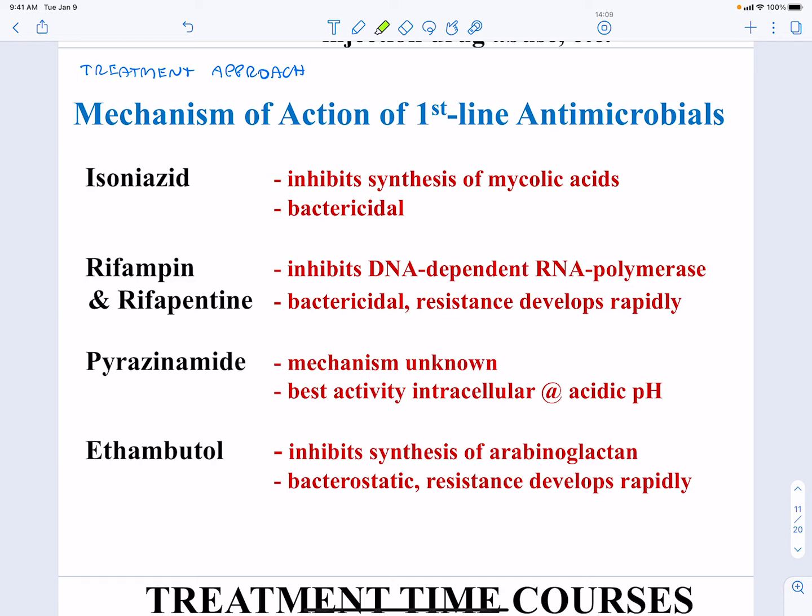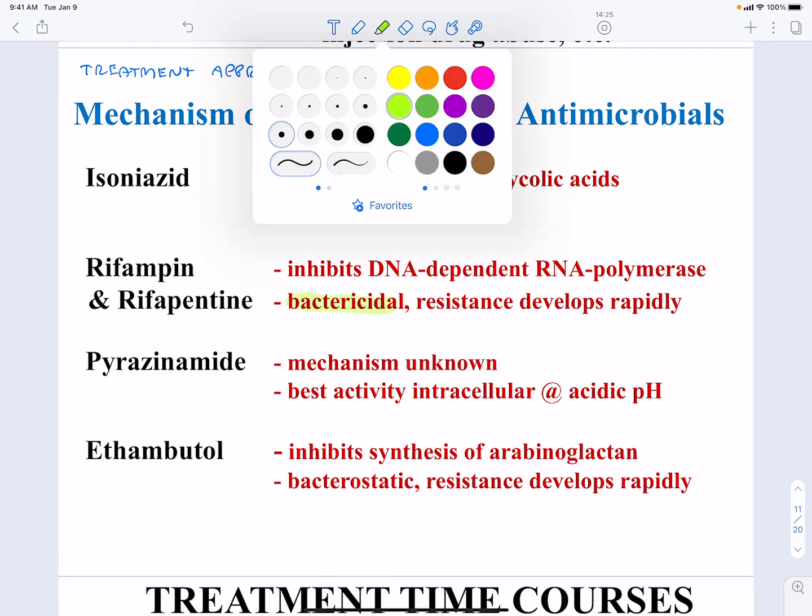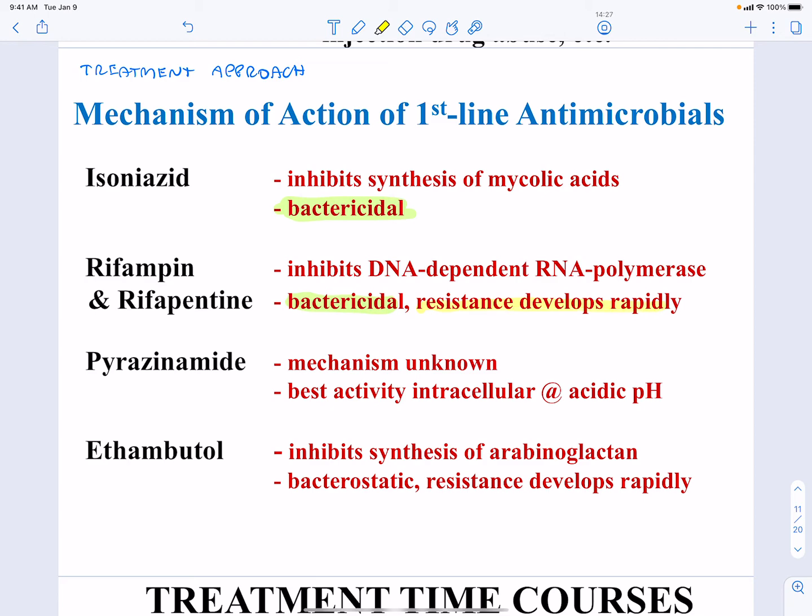So we have one that is going to target the synthesis of mycolic acids, and so this will be bactericidal. We have rifampin, which is going to inhibit DNA-dependent RNA polymerase. This is also bactericidal. However, resistance to this develops rapidly. Pyrazinamide's target is unknown, and it also works best with an acidic pH.